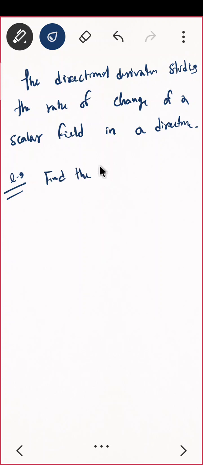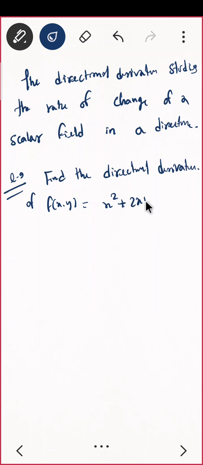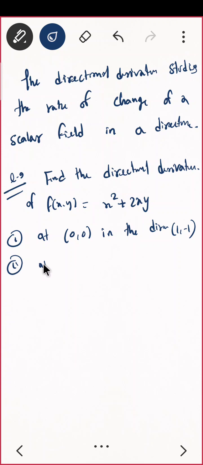Find the directional derivative of f of xy, that is equal to, say, x square plus 2xy, a scalar valued function. The first one is at this point 0 0 in the direction 1 comma minus 1. Okay, this is a direction vector. The second at 2 comma minus 3 in the direction minus 3 comma 4. So this is your question.